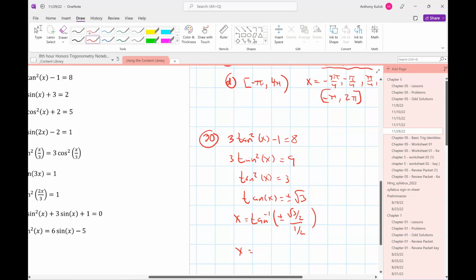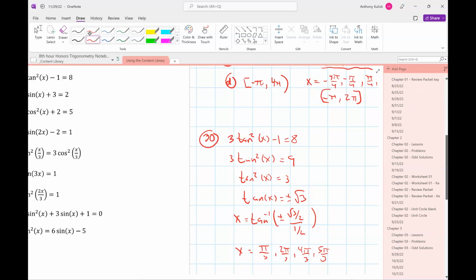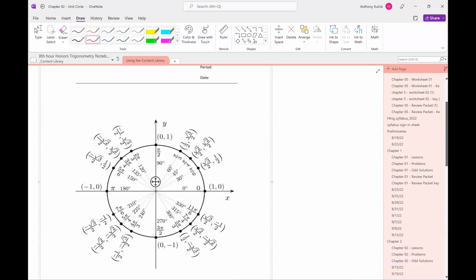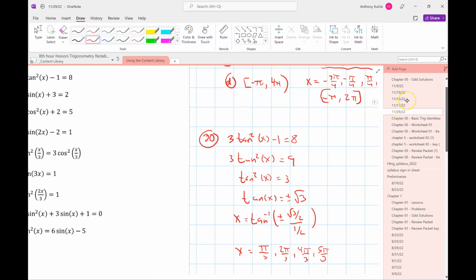Let's see, y over x. So that's at pi over 3, 2 pi over 3, 4 pi over 3, and 5 pi over 3. I think, let me just grab the unit circle real quick and double check that. I don't want to screw that up. X is a half, a half, a half, and a half. Okay, good. Okay, so that's my answer for part A.